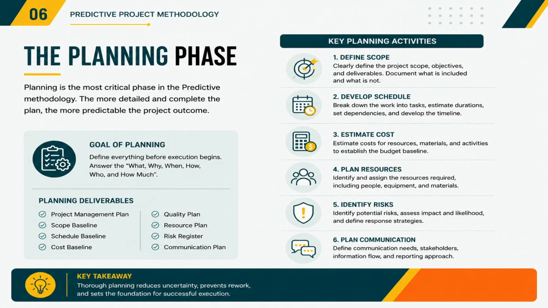During this phase, the team will define things like project scope, schedule, cost estimates, resources, risk, and also the communication plans. Some other important deliverables during this period are the project management plan, the scope baseline, the schedule baseline, the cost baseline, the risk register, and the communication plan. We have to understand that the better the planning, the lower the uncertainty during the execution.